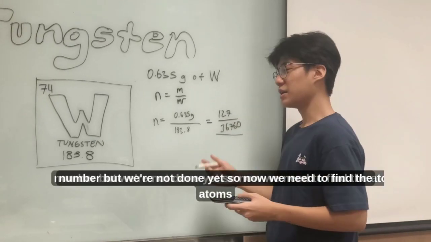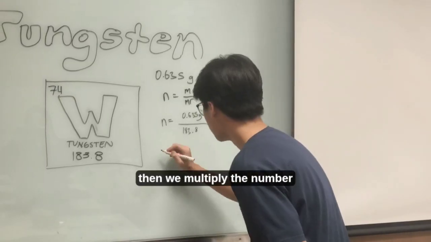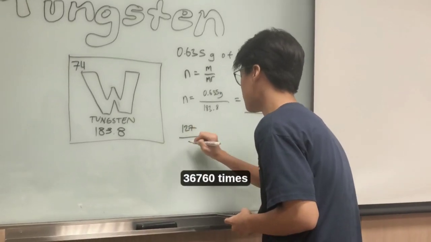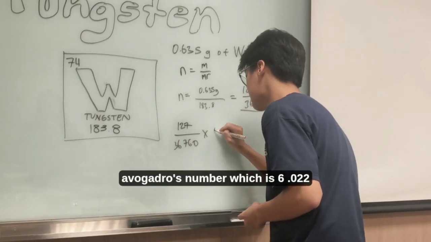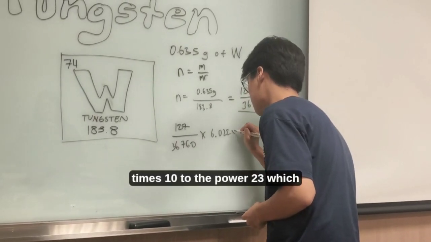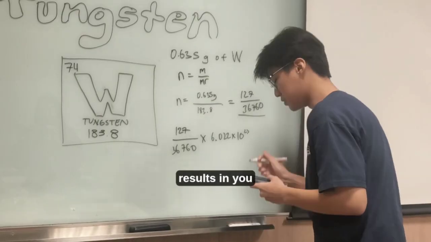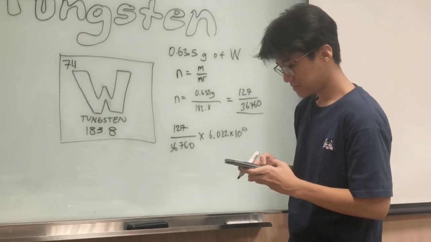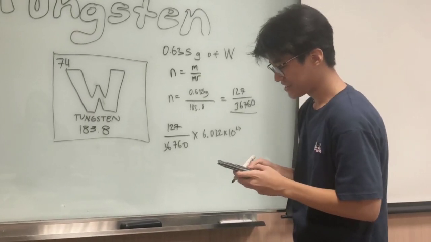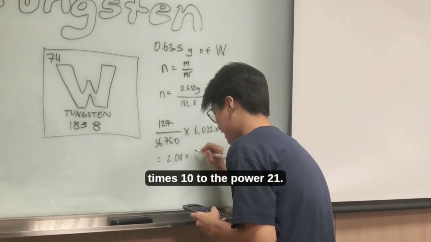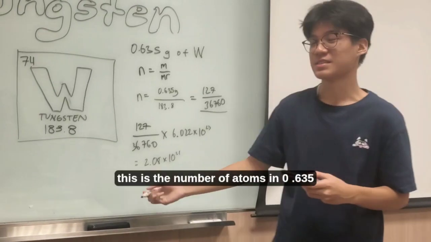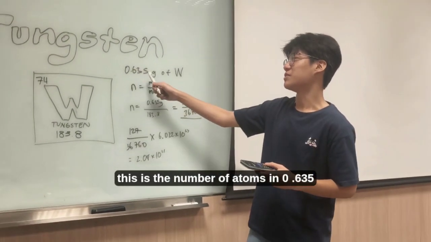But we're not done yet, so now we need to find the atoms. Then we multiply that number, 127 over 36760, times Avogadro's number, which is 6.022 times 10 to the power 23, which is equal to 2.08 times 10 to the power 21. This is the number of atoms in 0.635 grams of tungsten.